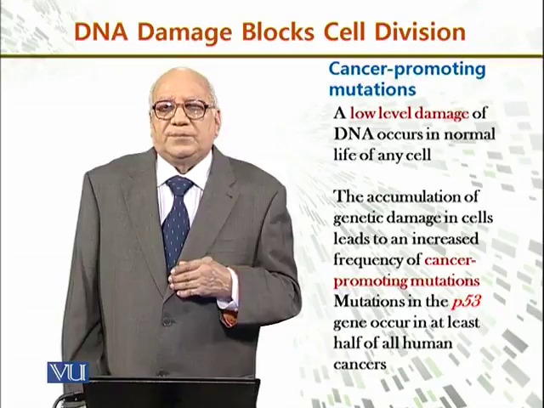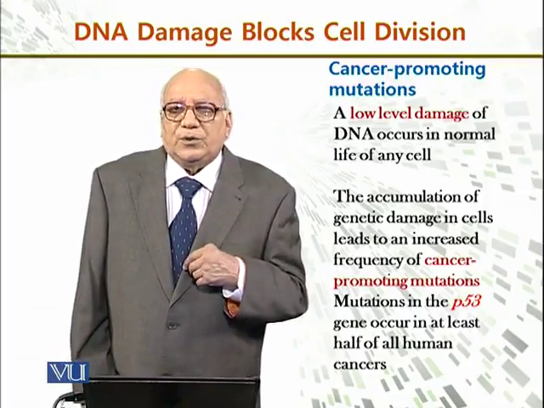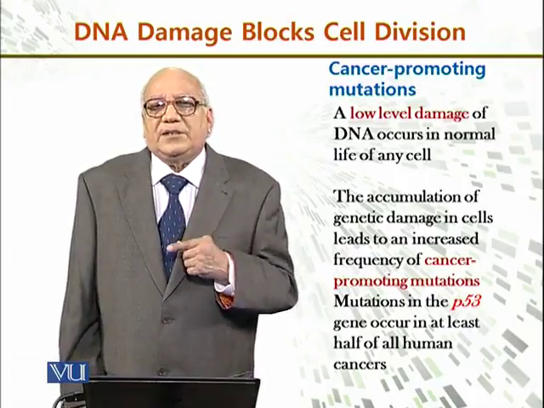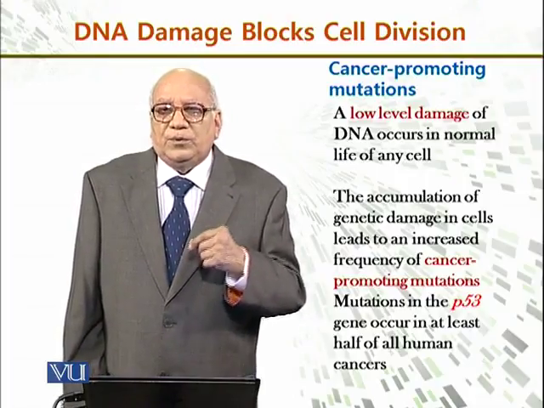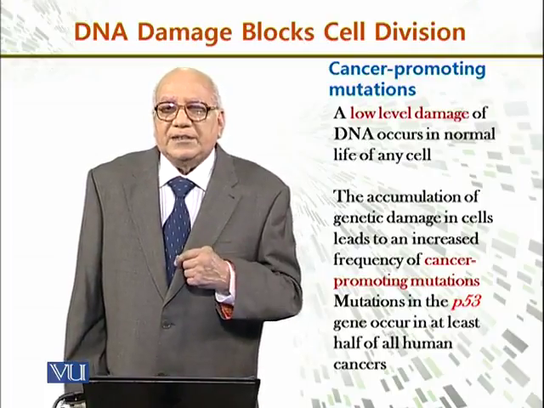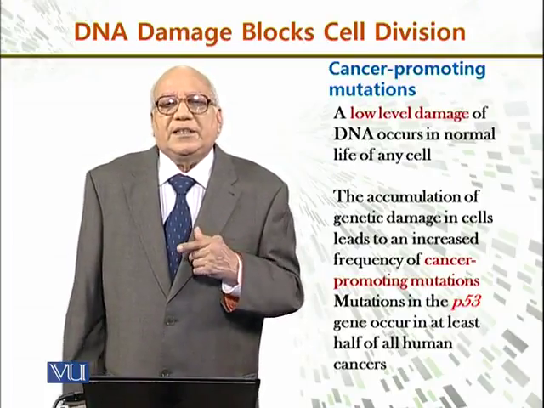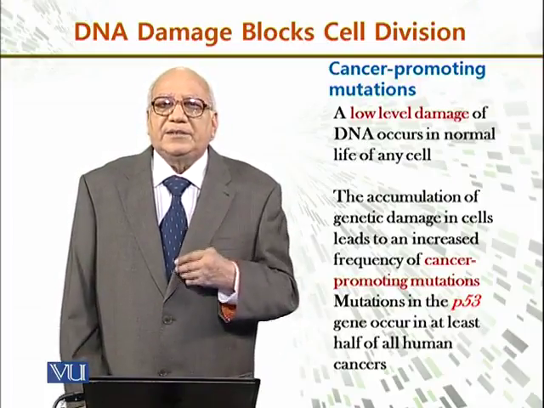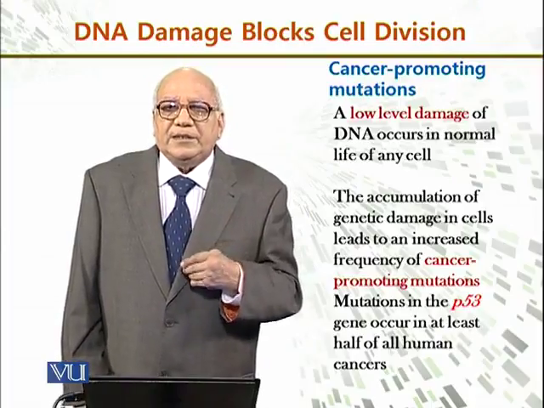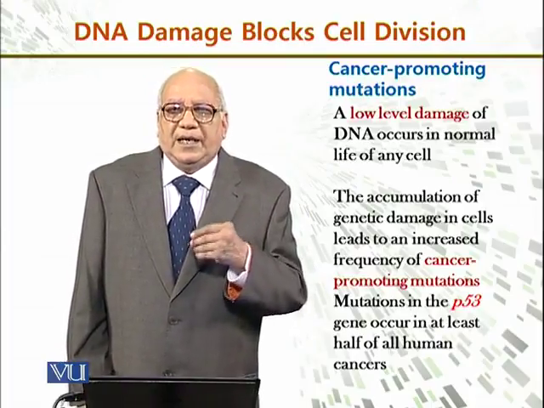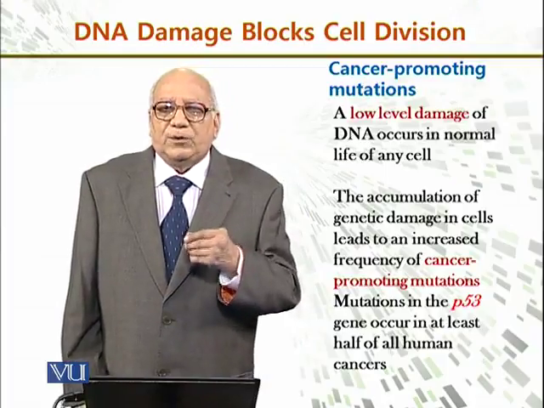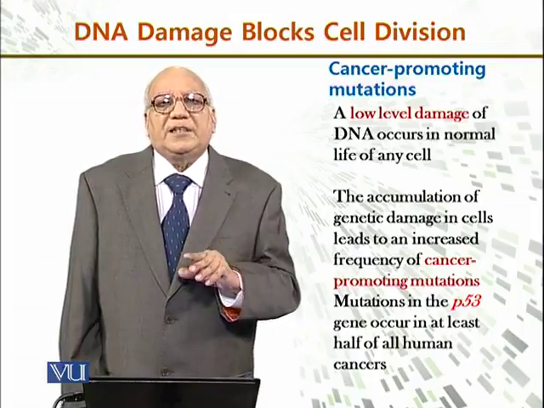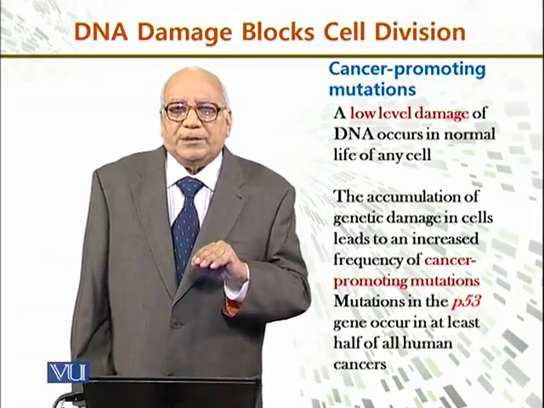Now, this whole arena is related to cancer mutations. A low level of DNA damage occurs in the normal life of any cell. You see, when the cell proliferates, when the cell divides, the DNA divides, which means the chances are, and usually it happens, that a low level of DNA damage occurs in the normal life of any cell. It is not that it goes 100% perfect.